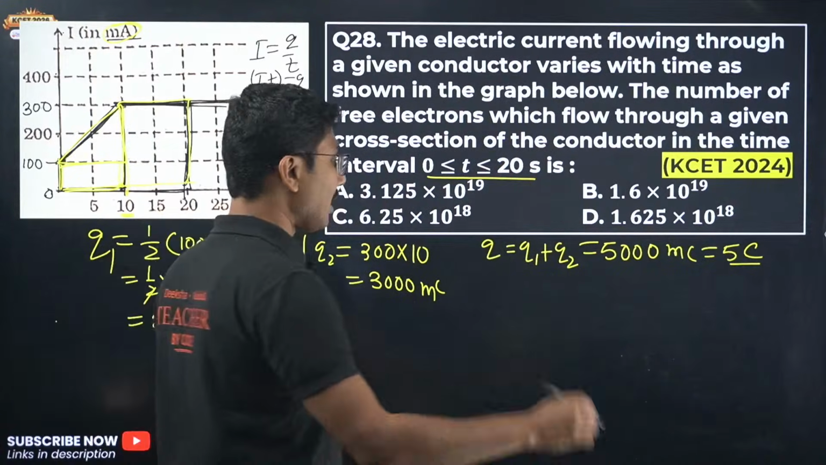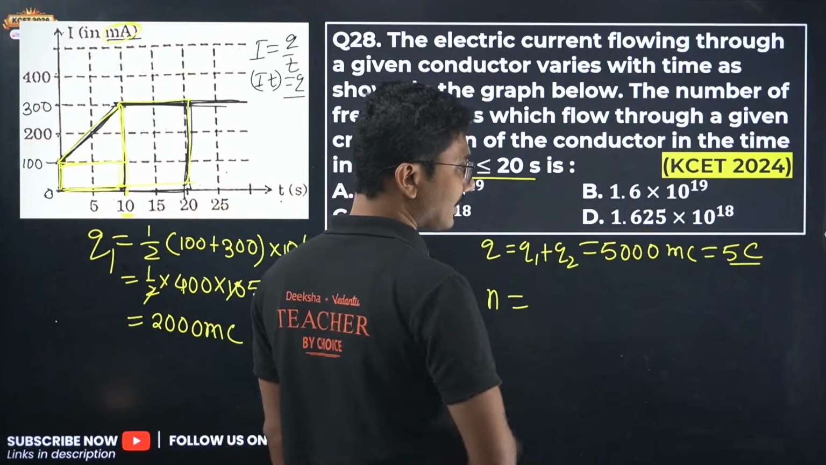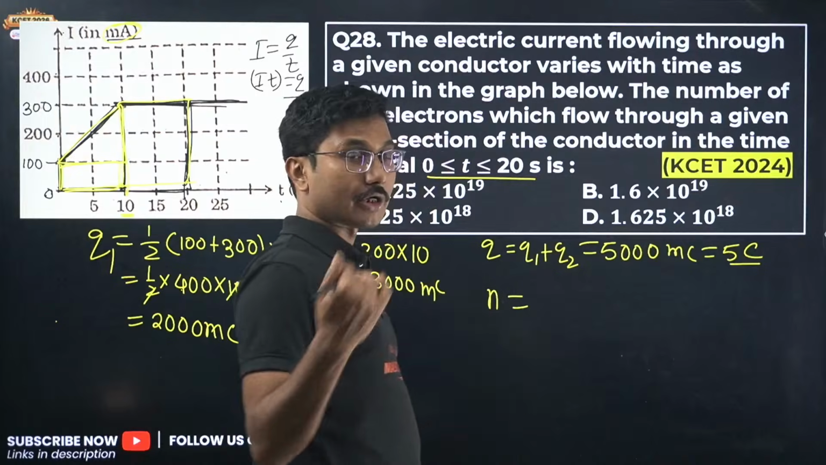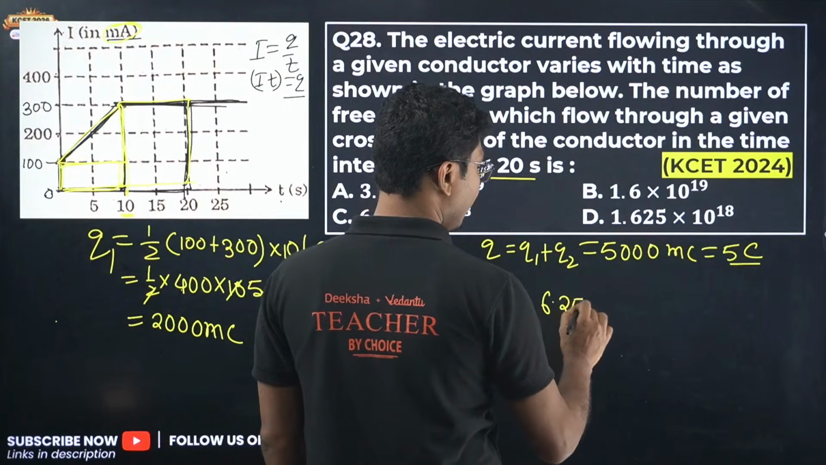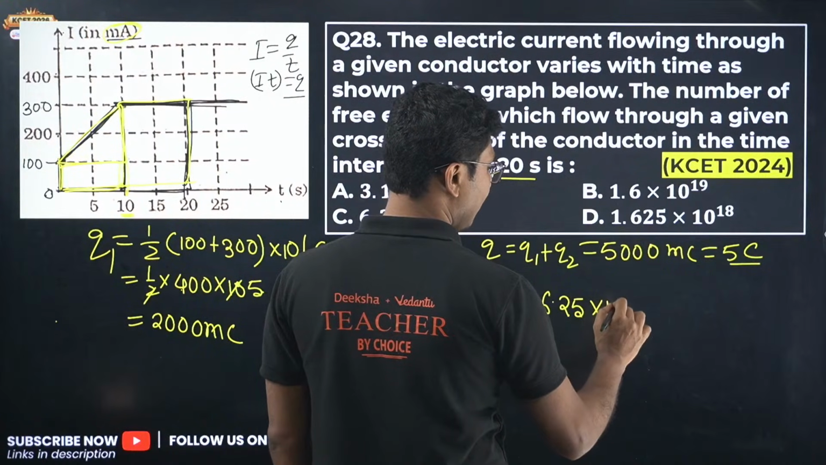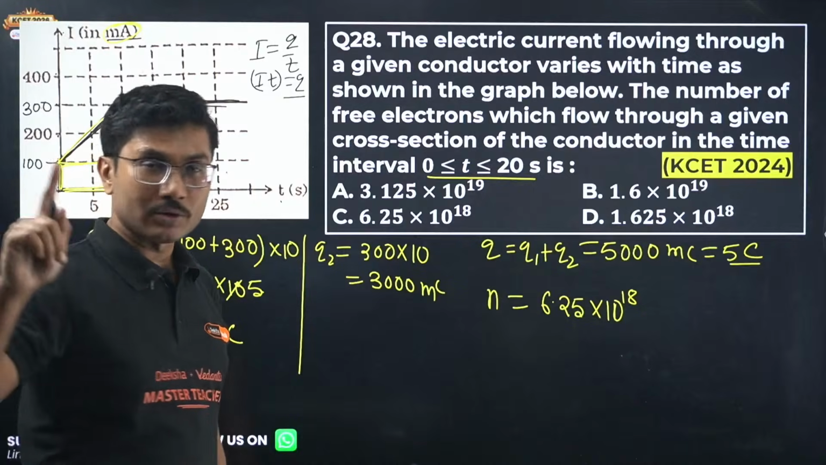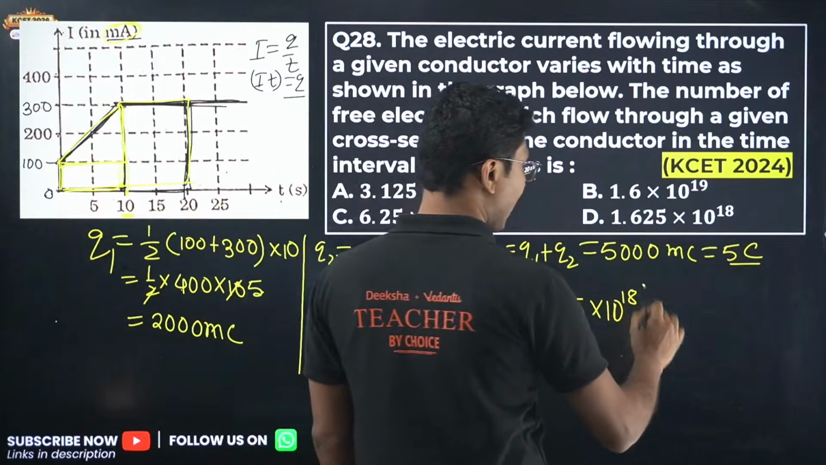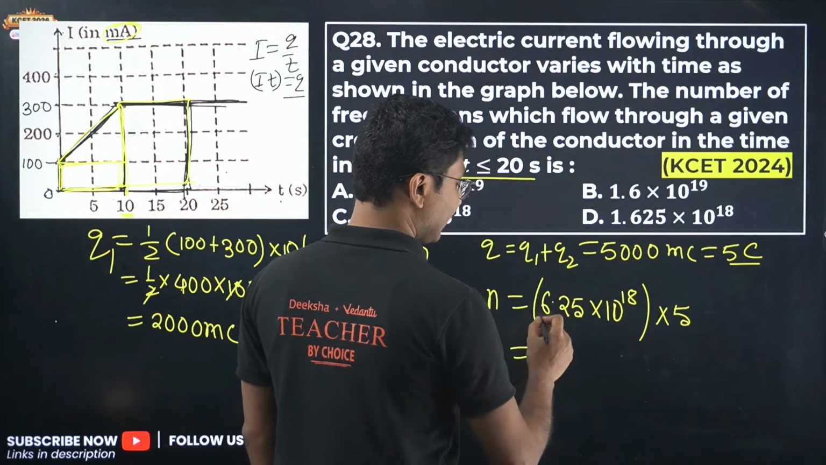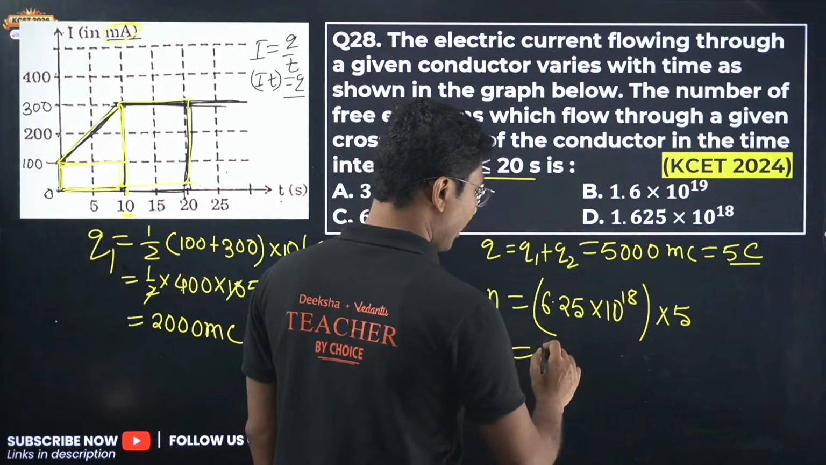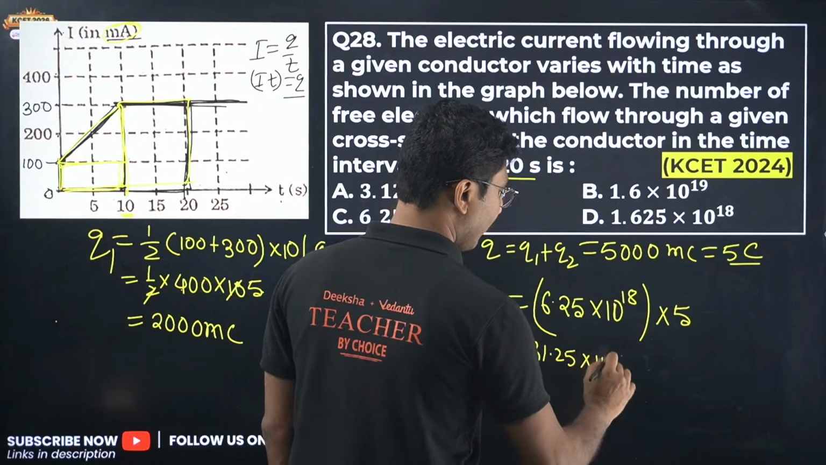Now what is the total number of charges? Again, if you have listened to my lecture, there I have mentioned one shortcut method. 1 coulomb is equal to 6.25 into 10 to the power of 18 charges. Here we have 5 coulombs, so multiply with 5. So we get 5 6s are 30, 31.25 into 10 to the power of 18.